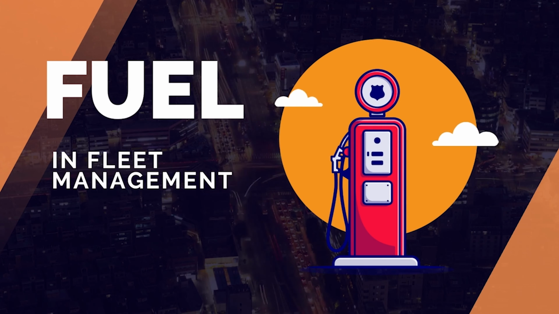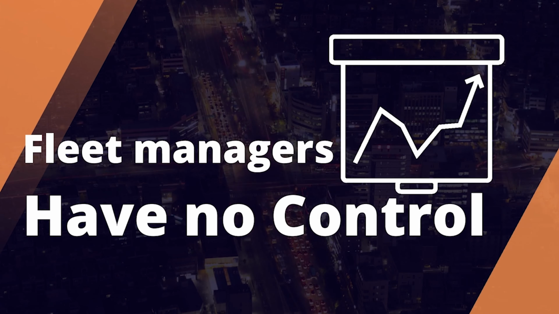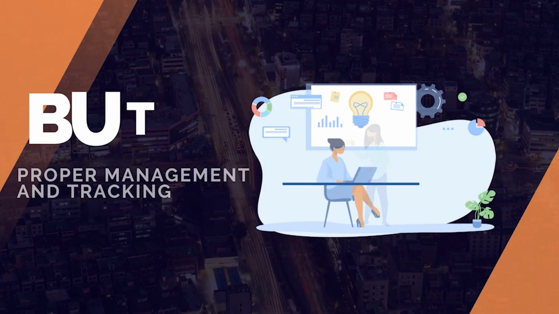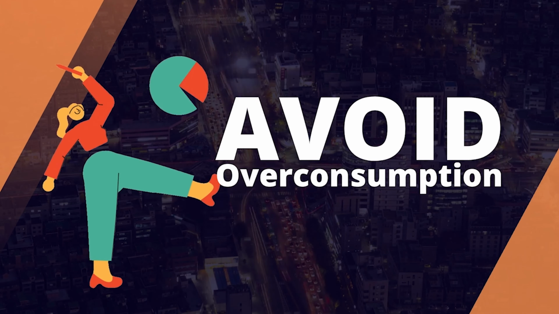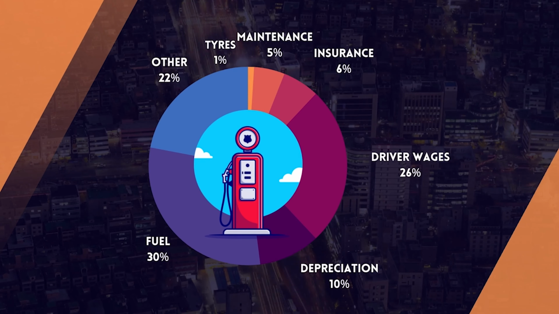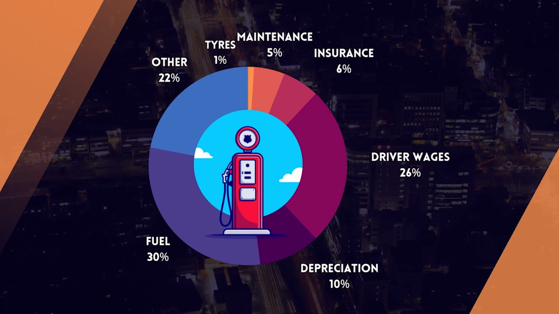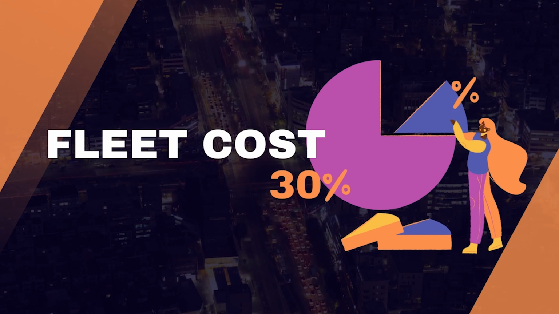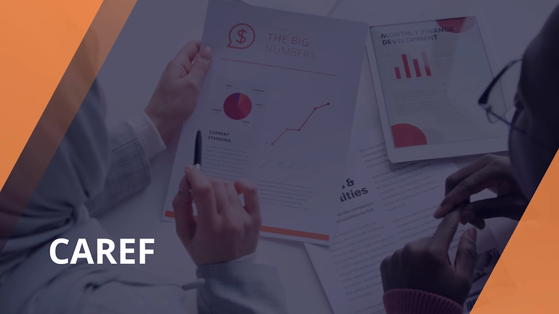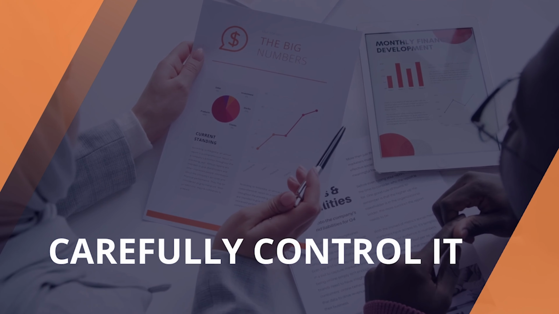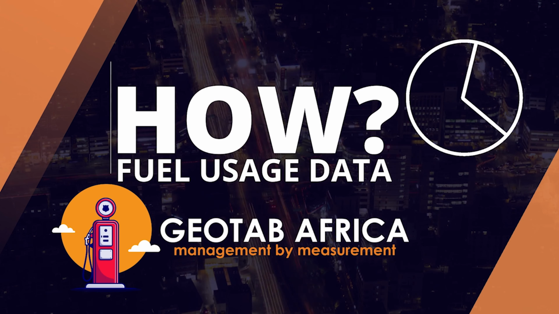Fuel, often one of the biggest expenses when it comes to fleet management. Fleet managers have no control over fuel price fluctuations, but proper management and tracking of fuel consumption can help you avoid overconsumption. Typical fleet costs include tires, maintenance, insurance, driver wages, and fuel, contributing to about 30% of fleet costs. With fuel taking up such a huge chunk of fleet expenses, the sensible thing to do would be to carefully control it. How? Through fuel usage data by Geotab.